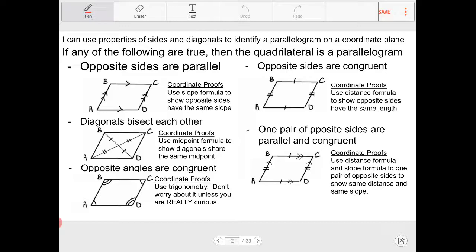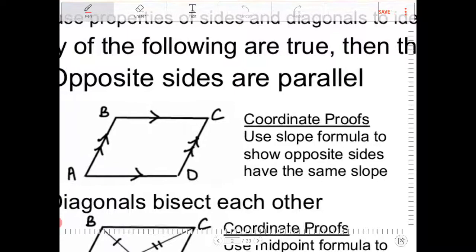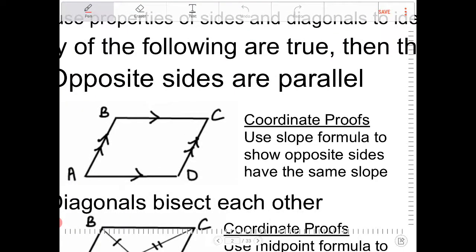And I again encourage you to pause the video and take a close look at this, because we will be utilizing this in various coordinate geometry proofs. So let's take a look. The first property here was opposite sides are parallel, and how can we show this on a coordinate plane? Well, in a coordinate proof, on a coordinate plane, you would utilize the slope formula to show that opposite sides have the same slope.